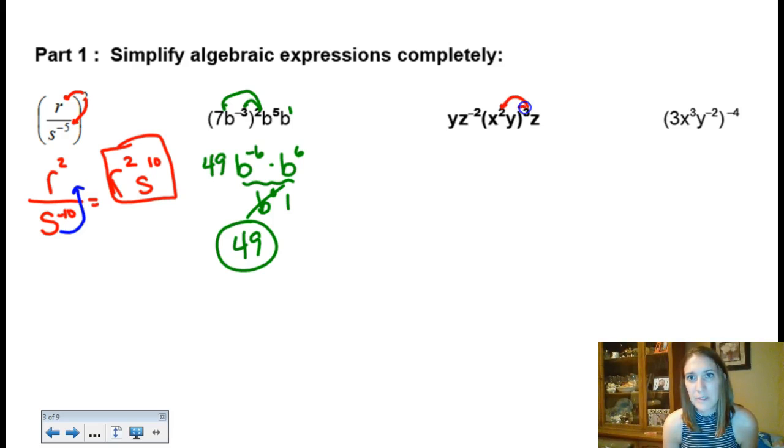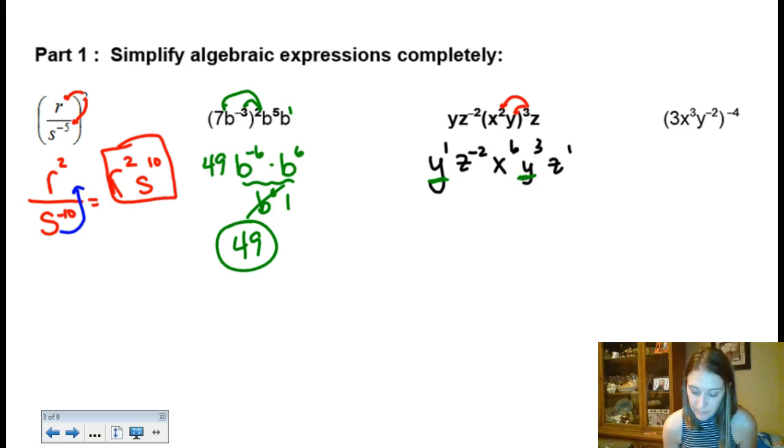All right, this next question. I'm going to distribute this third power to each base. There's quite a bit to collect here. So this is y to the first. I like to have exponents when I'm working with exponent rules. Z to the negative 2, x to the 6th, and this will be y to the third. And then don't forget there's a random z to the first back there. So let's collect anybody who is a like base. So I'm thinking this y and this y can be added together.